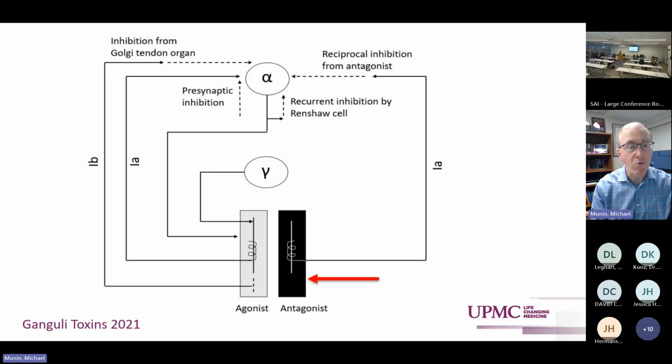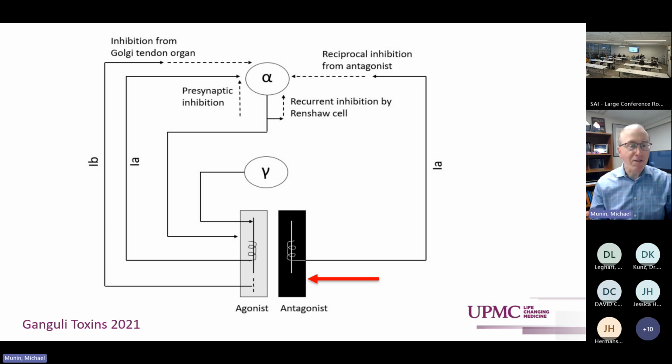There's also recurrent inhibition by the Renshaw cells, and there's reciprocal antagonism. So if, let's say, the biceps is overactive, the triceps should hopefully come in and antagonize. And that's the normal circuitry. And again, in spasticity, this becomes dysregulated.